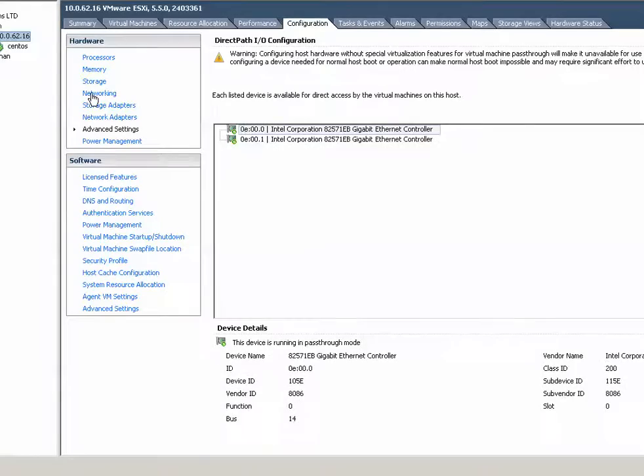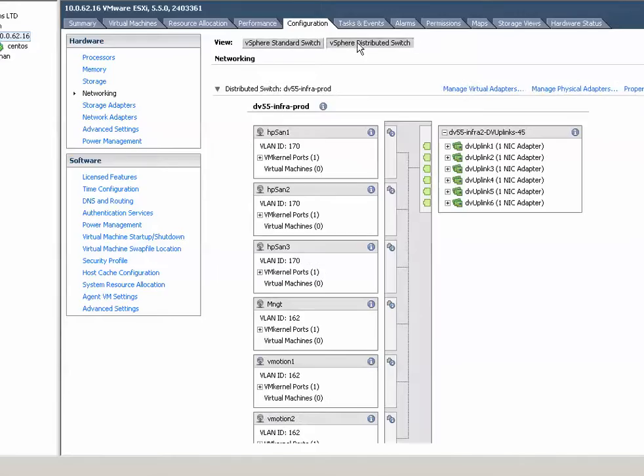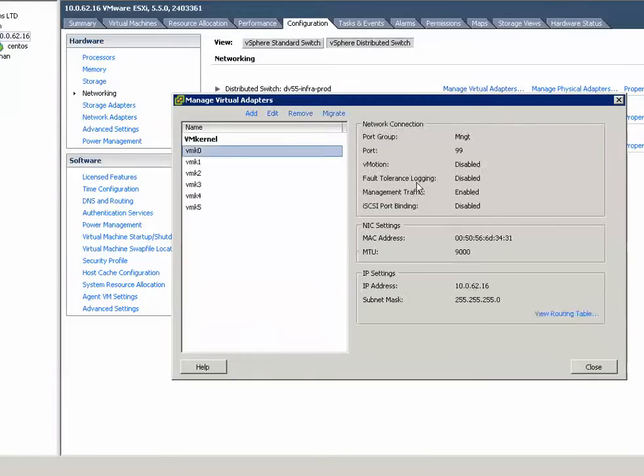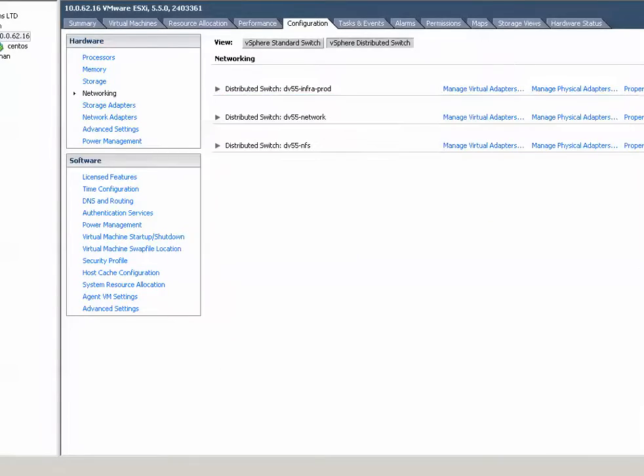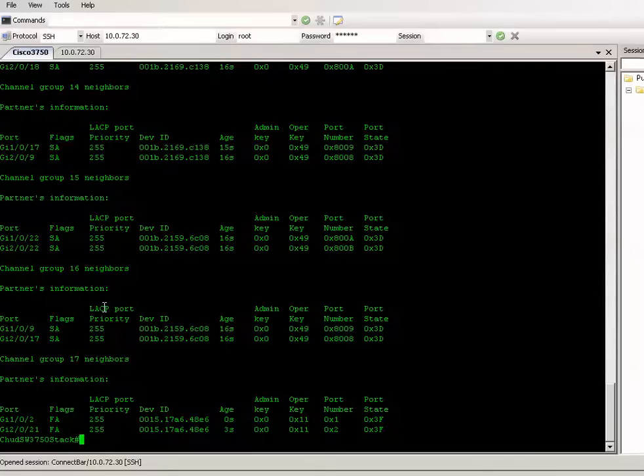Let me show you my networking. See, I don't have anything on the standard switch, but everything is on the DB switch, right? But they are all configured as slow, and by default they are slow. So probably to make it fast, you have to call VMware. But by default it's not.